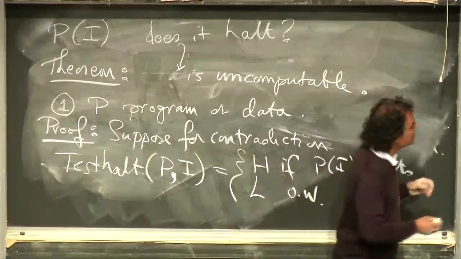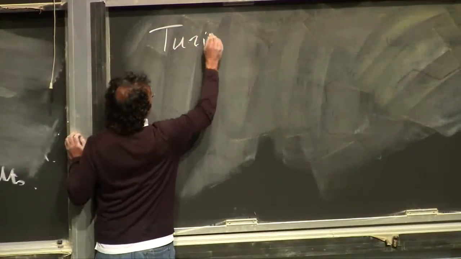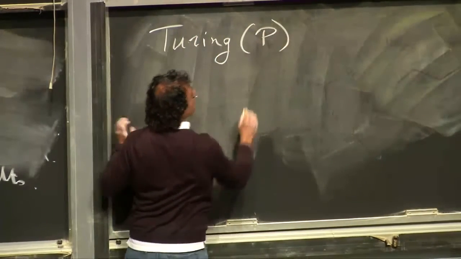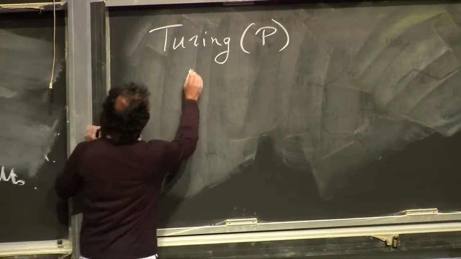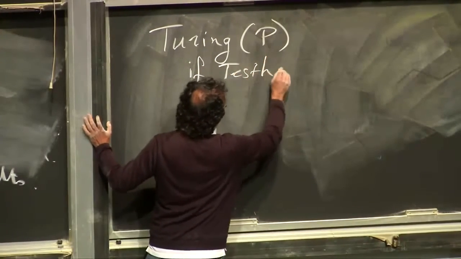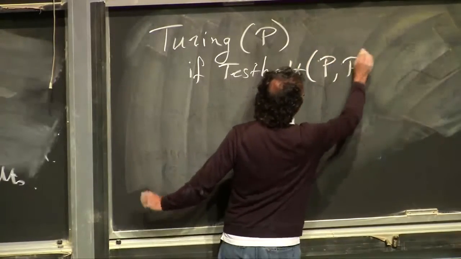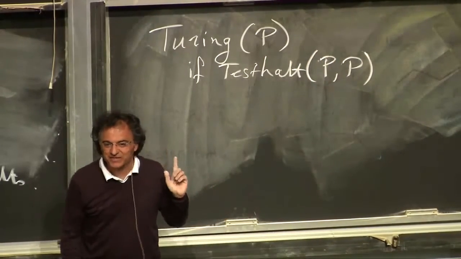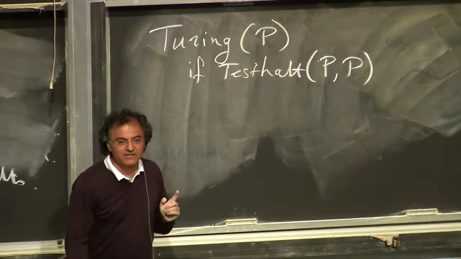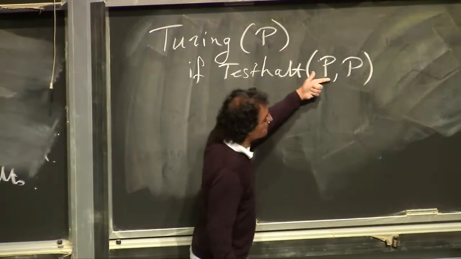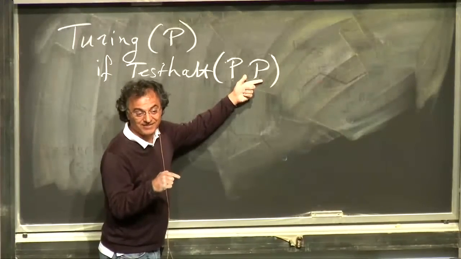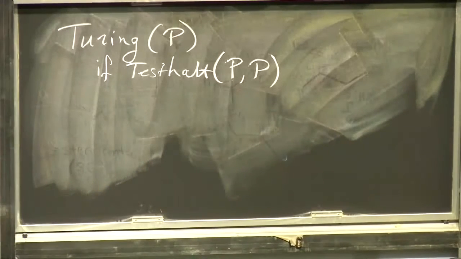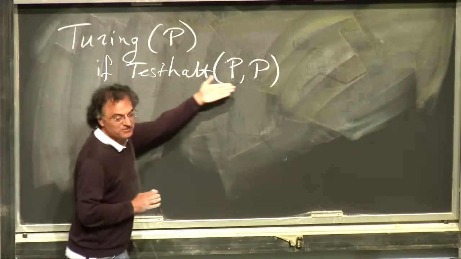So now let's define a new program, Turing, which takes as input just P, a program. And what it does is it says, if test halt on input P, P. So what does this mean, by the way? It's saying, let's test what happens when you take the program P and feed P into it as input. Something weird is going to happen now. How can you feed a program to itself? There should be a law against it. But still, you do it.